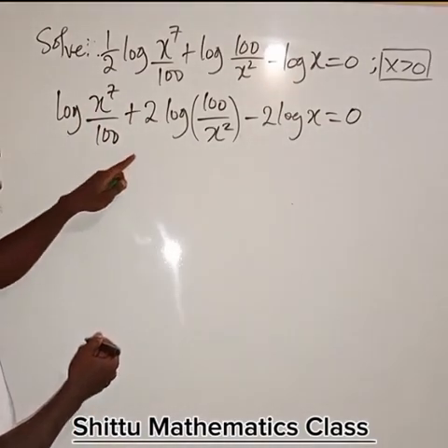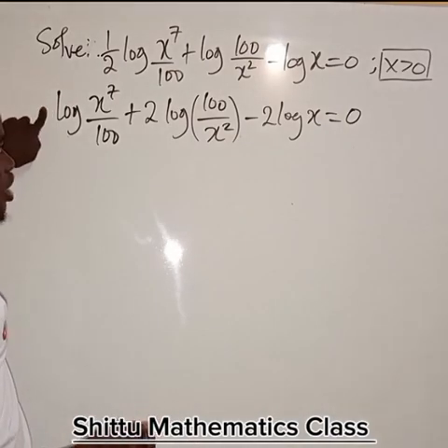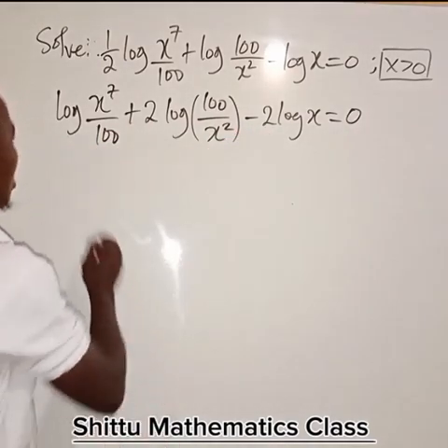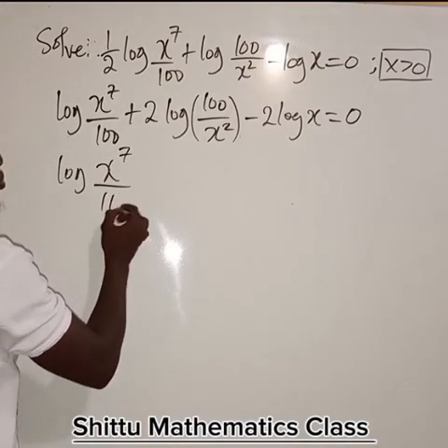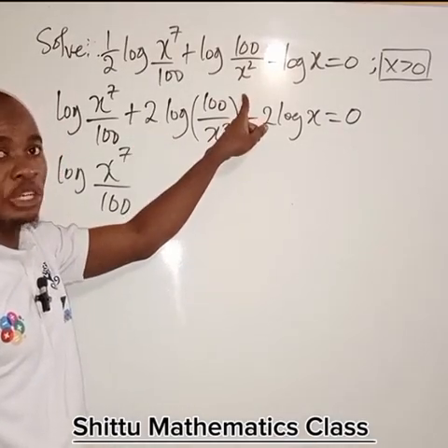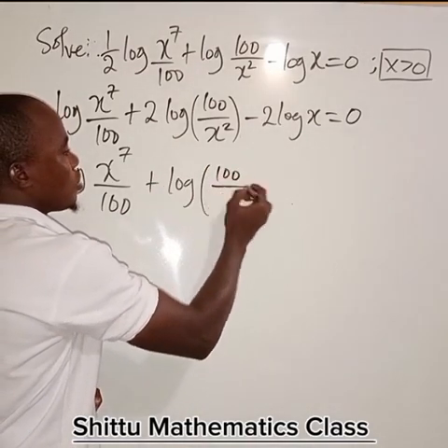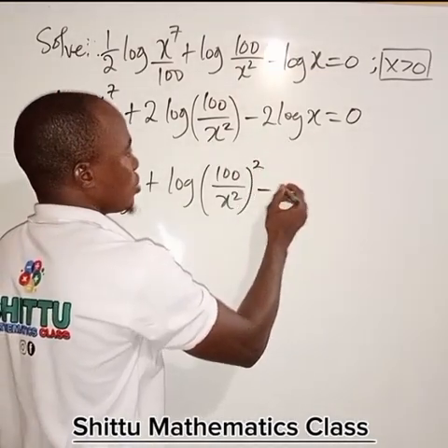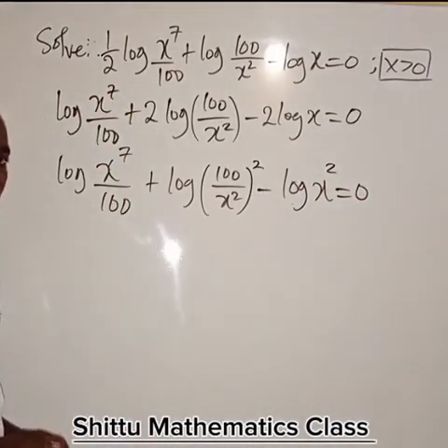Now the next thing is that, what are we going to do again? You can see the coefficient of this logarithm here is 1. So now let it be 1 here, let it be 1 here. Okay, so therefore we are going to have log x to the power 7 over 100. Don't forget, from the law of indices, these 2 here can come here to become the power. So this is going to be plus log 100 over x squared then to power 2. The same thing applicable here, minus log x to the power 2 equals what? Equals 0. I believe you are following.